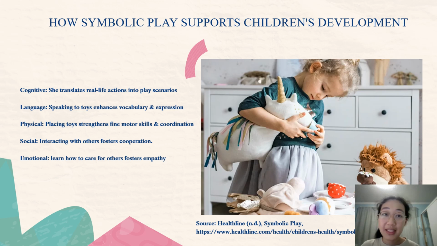Here is another example. Please observe this scenario. A girl is engaged in a symbolic game. She is holding an empty cup and trying to feed the unicorn toy. Will the cup contain something that to her means food? Such a seemingly simple game supports multiple areas of development. The girl translates actual eating behavior into play scenarios through imagination and reasoning, which allows her to enhance cognition. She can improve her language experience and physical skills by talking to toys and placing different toys in the right place. Also during role playing, she may work with others and learn how to care for others, which means she exercises the social and emotional parts of her development.